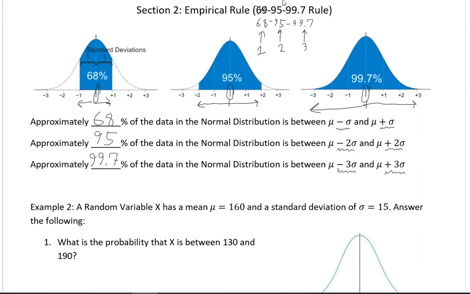This is a very, very important rule of thumb. Not every single question will result in exactly a certain amount of standard deviations away, and we'll get to that in the second video. But we can use this as a rule of thumb to find approximately how much percent of the data.